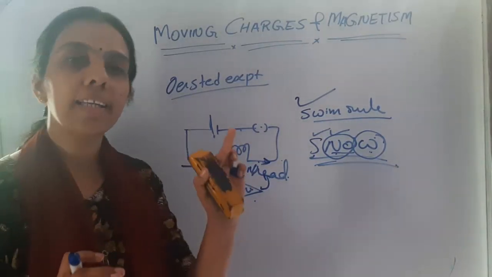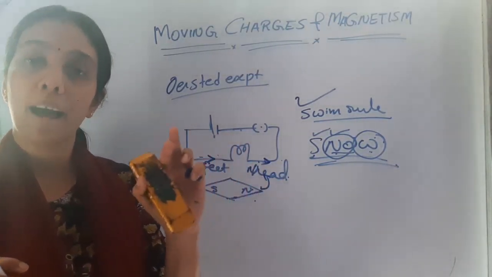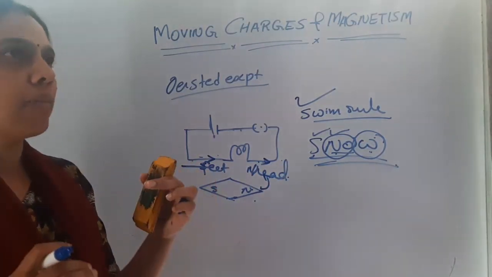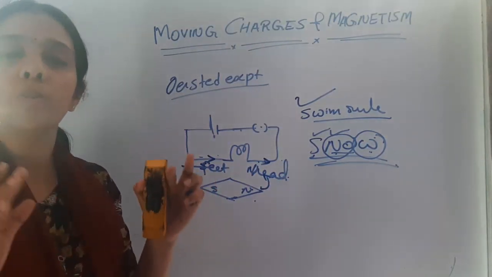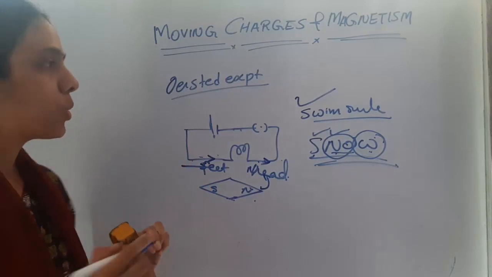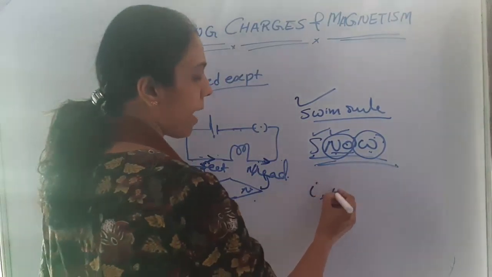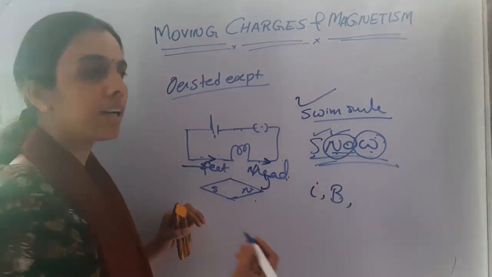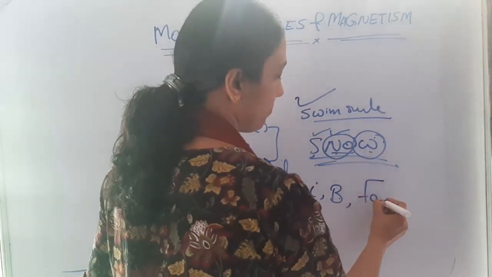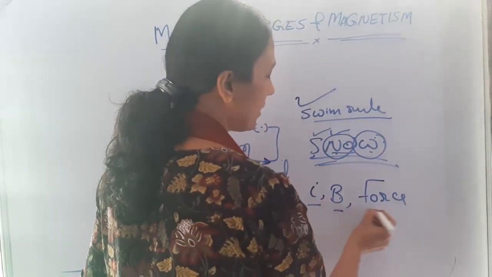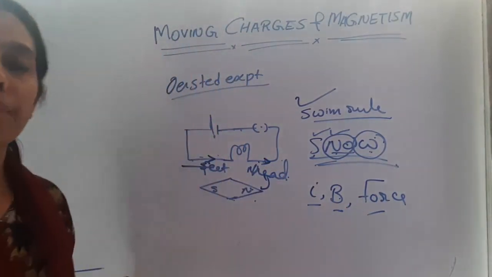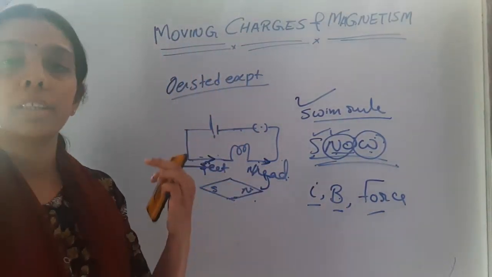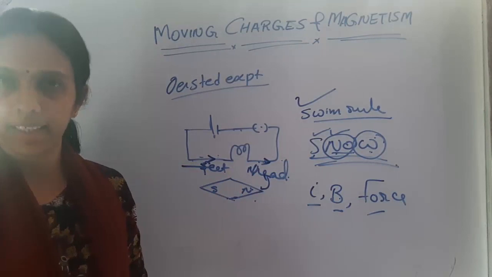So a current carrying conductor is present in a magnetic field. It will have a force and it will deflect, right? So here current is present, magnetic field is present, and deflection is there. Deflection means a force is acting on the conductor. So these three terms are there. From this, how can we find out the direction of force acting on the conductor?